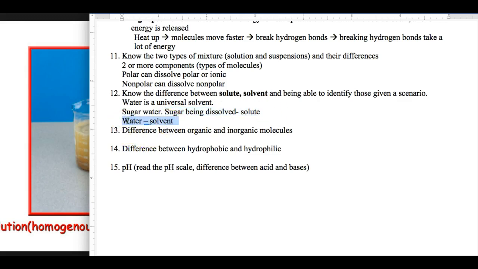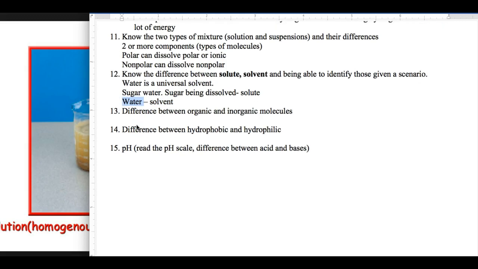Another example, if you're dissolving carbon dioxide into water to make soda water, then the carbon dioxide is your solute because we have less of that, and water will be your solvent.